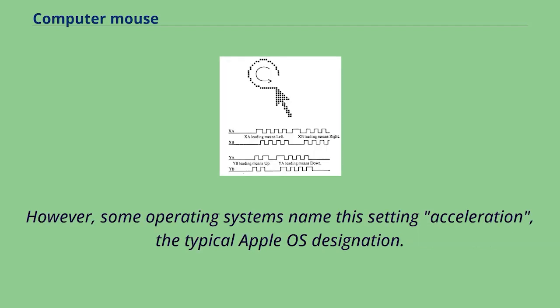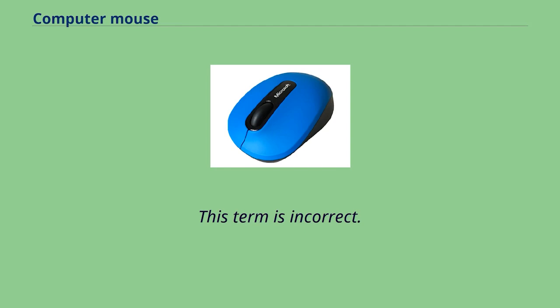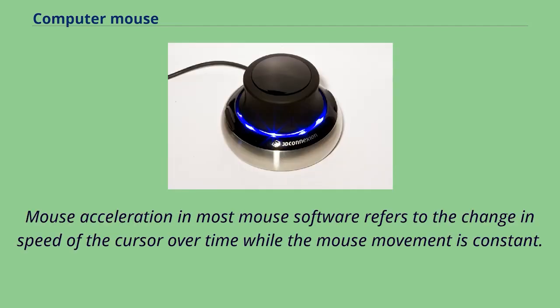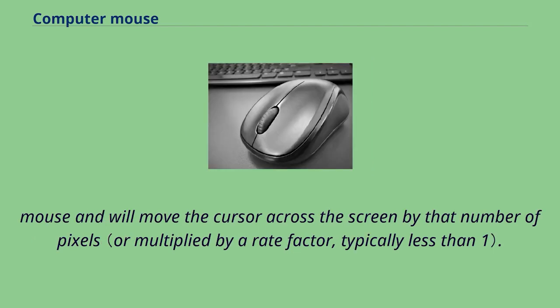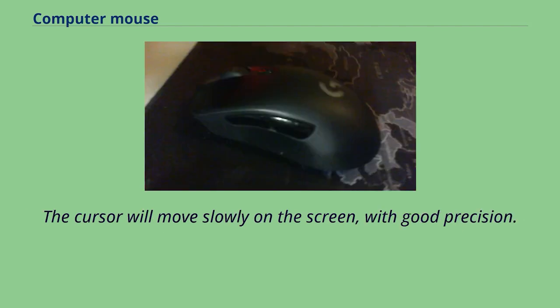However, some operating systems name this setting acceleration, the typical Apple OS designation. This term is incorrect. Mouse acceleration in most mouse software refers to the change in speed of the cursor over time while the mouse movement is constant. For simple software, when the mouse starts to move, the software will count the number of counts or Mickeys received from the mouse and will move the cursor across the screen by that number of pixels. The cursor will move slowly on the screen, with good precision.